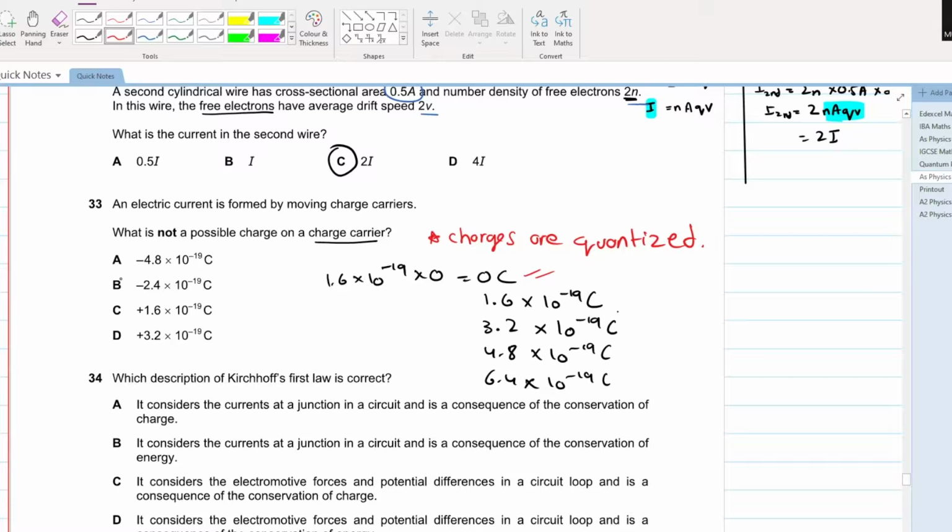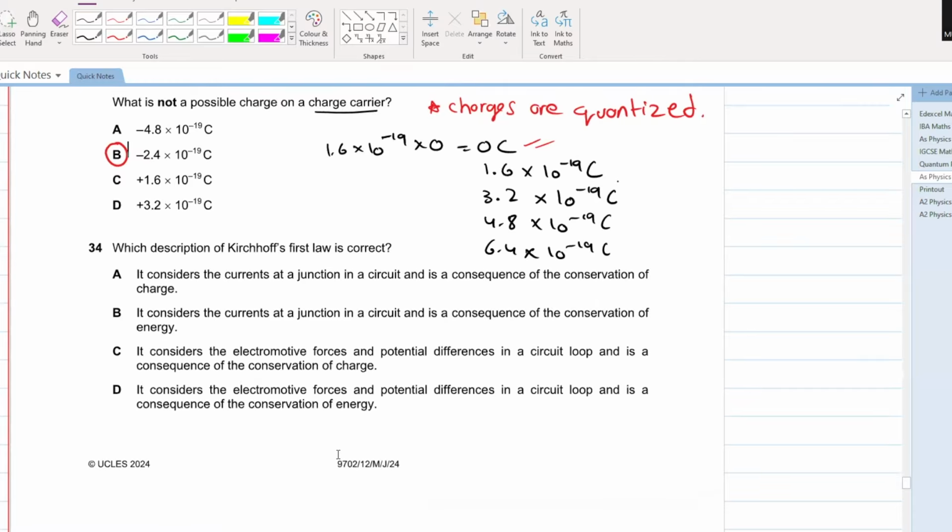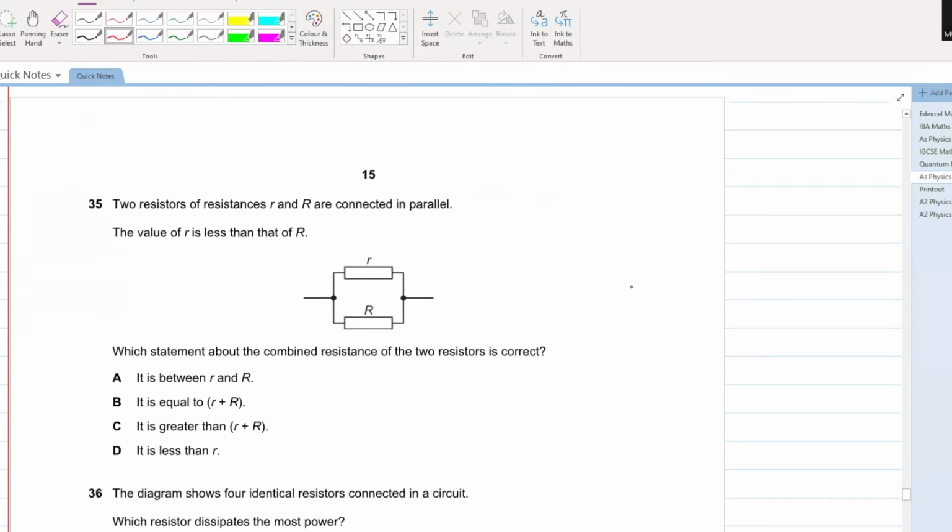Which one is not a multiple of 1.6 into 10 raised to the power of minus 19 coulomb? 2.4 into 10 raised to the power of minus 19. Which description of Kirchhoff's first law is correct? It considers the current at a junction in a circuit and is a consequence of the conservation of charge. Yes, this seems correct. Kirchhoff's first law considers what? Currents at a junction, and it is a consequence of what? Conservation of charge. Simple. Let's move on to question 35.